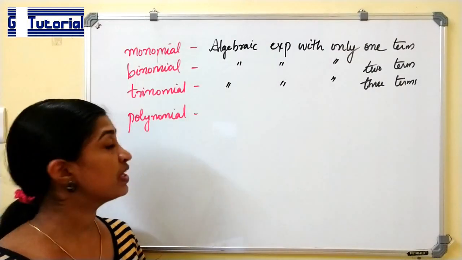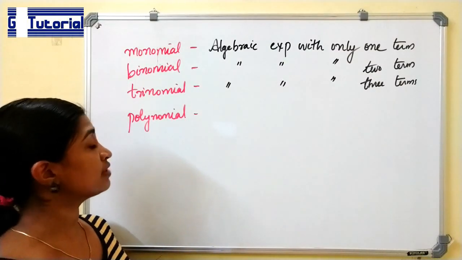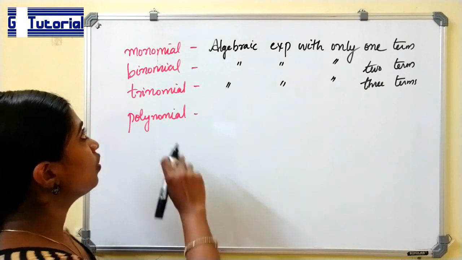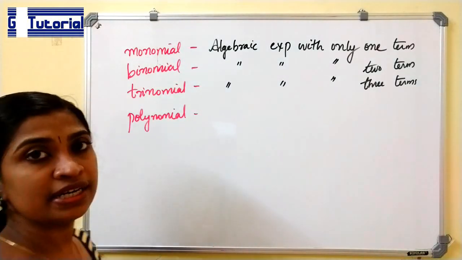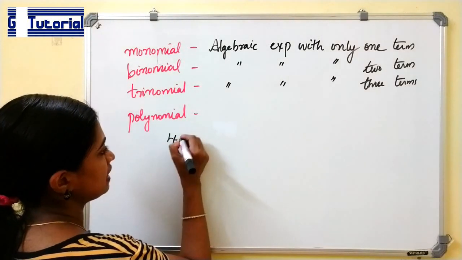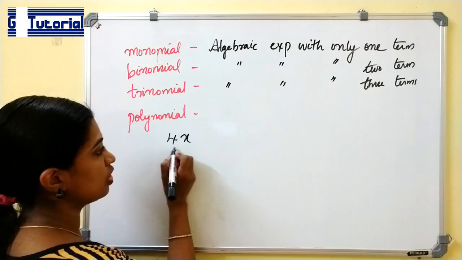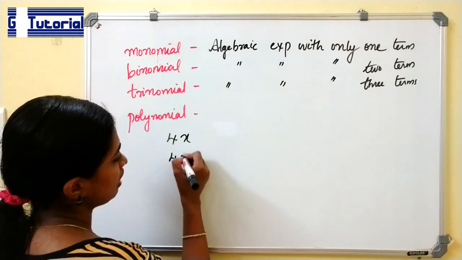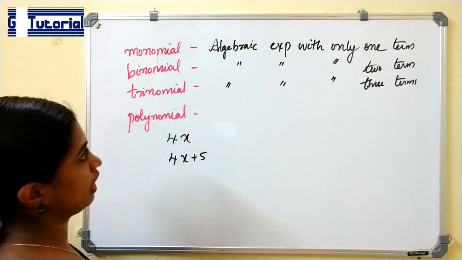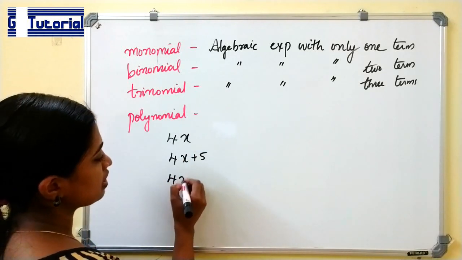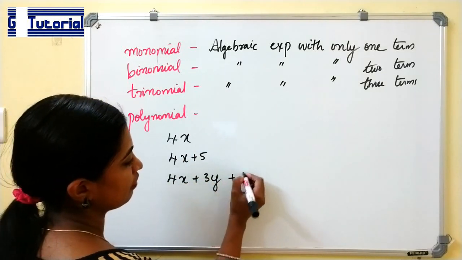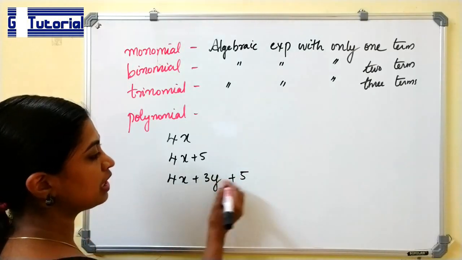Next we can see what is monomial, binomial, trinomial and polynomial. An algebraic expression with only one term is called a monomial. 4x is an example of a monomial. Here there is only one term. Binomial is 4x plus 5. This is a binomial. Trinomial: 4x plus 3y plus 5. This is a trinomial. There are three terms.